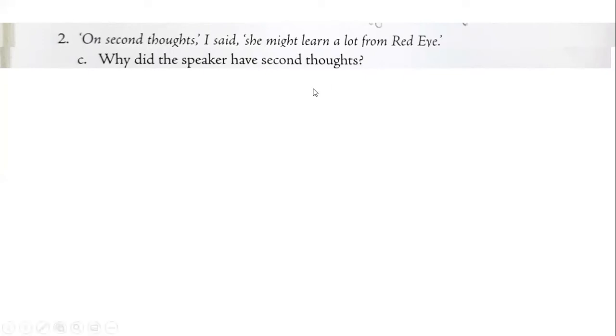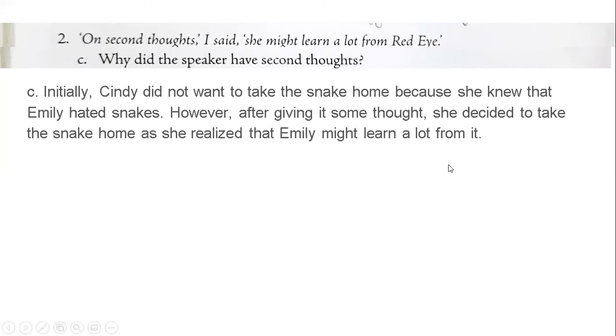So here's how you put that down in writing. Initially, that means in the beginning, Cindy did not want to take the snake home because she knew that Emily hated snakes. However, after giving it some thought, she decided to take the snake home as she realized that Emily might learn a lot from it.